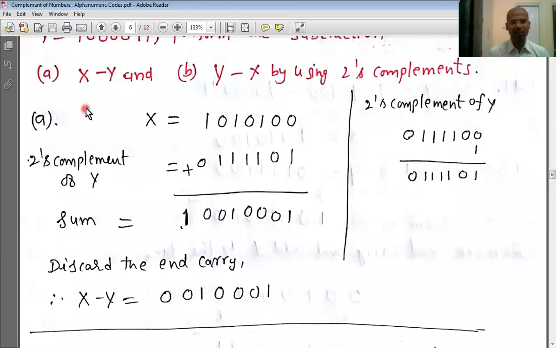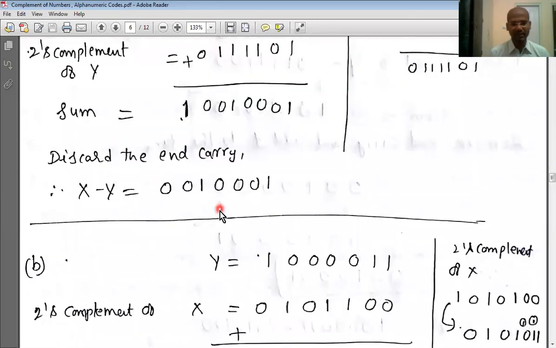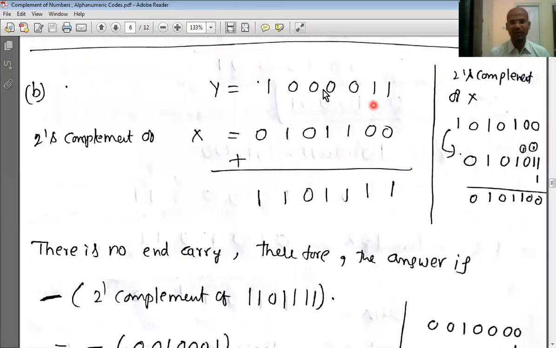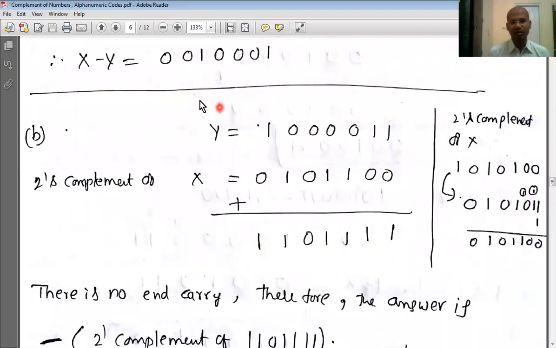This is how we perform subtraction by using complements. Now let's do part B, which is subtracting x from y. Here, y is the binary number as it is, and for x we have to find the 2's complement of x. What is the x given? 1, 0, 1, 0, 1, 0, 0. This is our x.